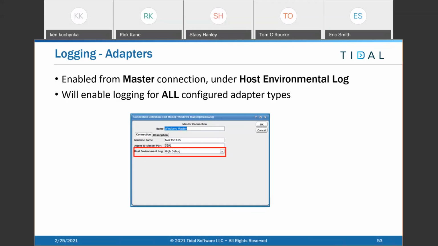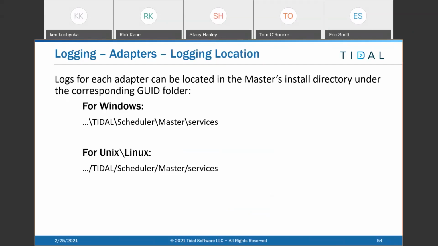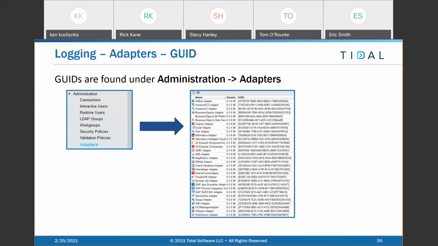The default locations for the adapter logs are found in the services directory on the master. Now, depending on which adapter you have configured, there's also going to be an associated GUID for that adapter. The logs are actually going to be located under that particular GUID for that directory. You can actually find these in the administration area under adapters in both the client manager user interface as well as the Java client. All you'd have to do is click on the adapters, find the corresponding adapter, and that would provide you with the GUID associated with that. And then from there, you would just go into the services directory on the master's install, and you'd be able to locate the logs directory.